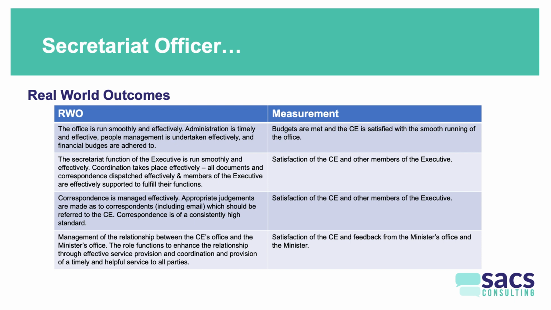And it was quite illuminating because what we see here is a bunch of outcomes, and I won't drill into those in great detail, but when you look at the measures of success, budgets are met and the CE is satisfied with the smooth running of the office, satisfaction of the CE and other members of the executive, satisfaction of the CE and feedback from the minister's office and the minister. What does this tell you? CE, by the way, stands for Chief Executive. What it tells you is that this is a customer satisfaction job. And that, I think, is where they are running into difficulty.